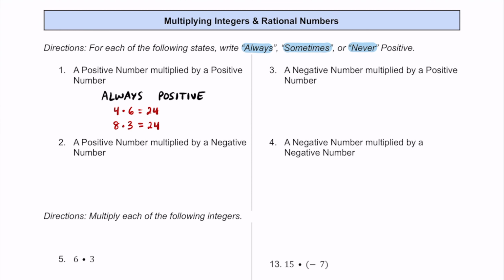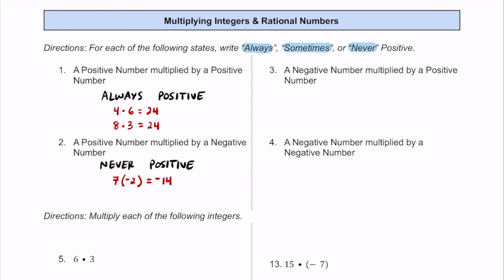For number 2, we have a positive number multiplied by a negative number. This is never going to be positive. For example, if you're multiplying a positive number like 7 by a negative number like negative 2, 7 times 2 is 14, so 7 times the opposite of 2 is going to be the opposite of 14, or negative 14. All right, this is always going to be negative.